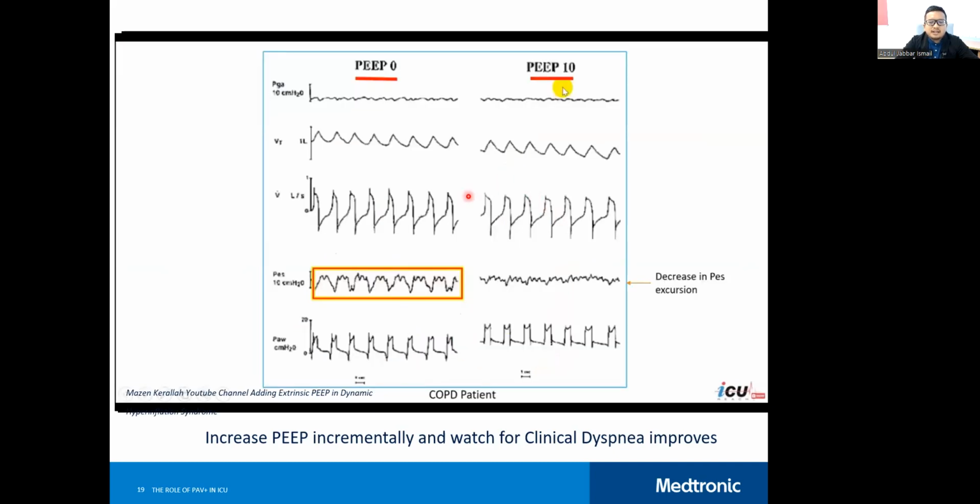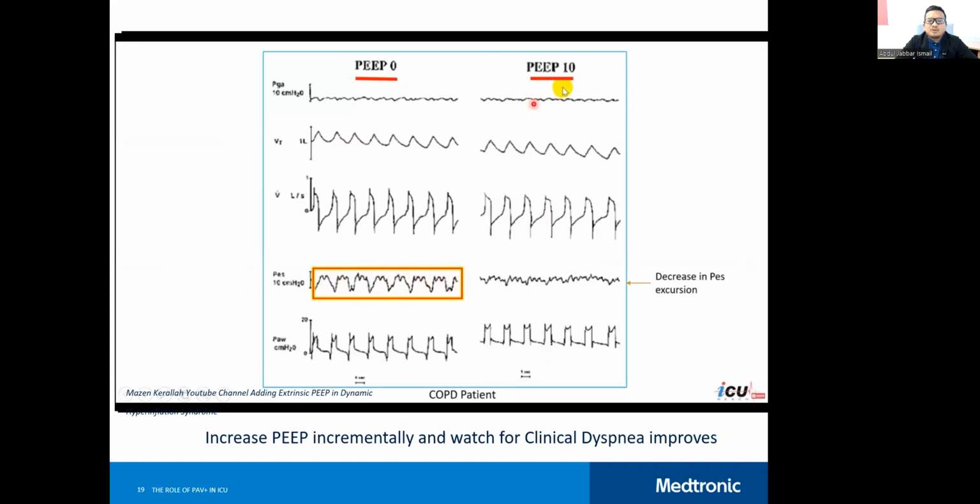So an experimental study has been done. If you measure the esophageal pressure, you can see in dynamic hyperinflation, the patient will be very dyspneic. You see the esophageal pressure will go very high. That means contraction of the diaphragm is very significant, very strong. This is not good for the patient. This patient is having dyspnea.